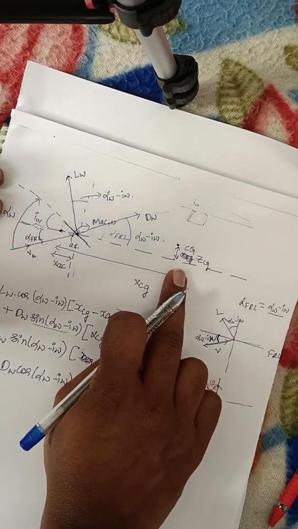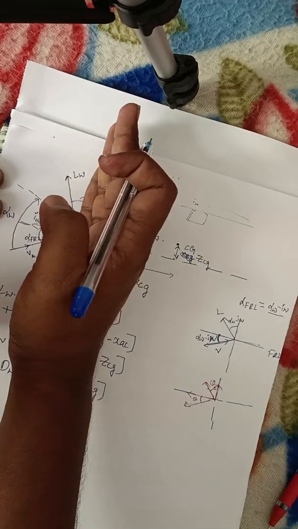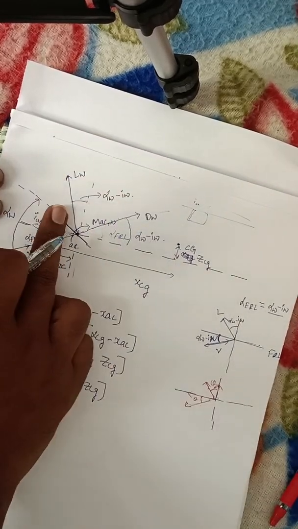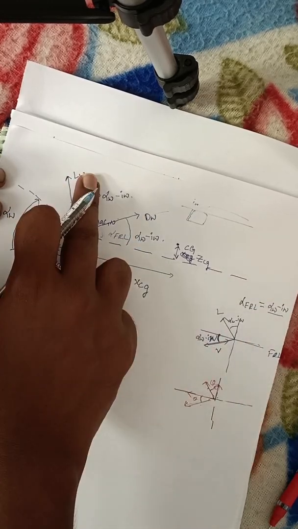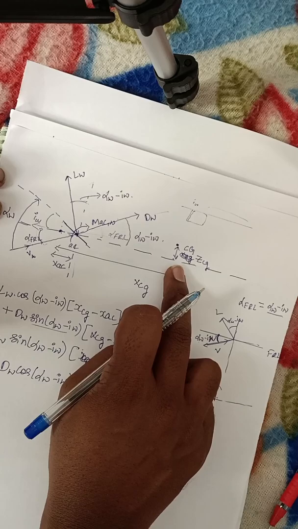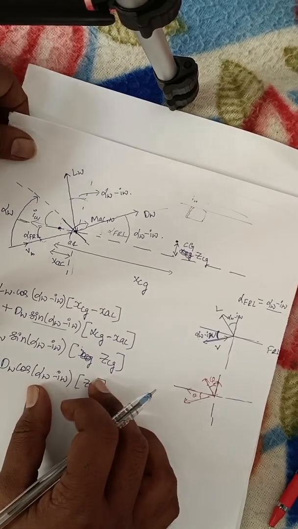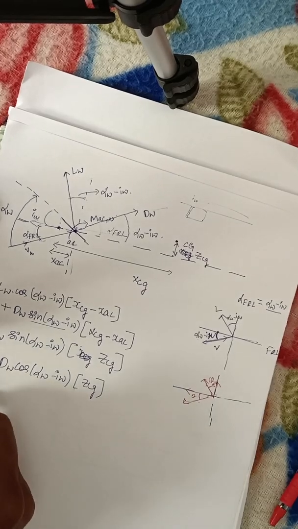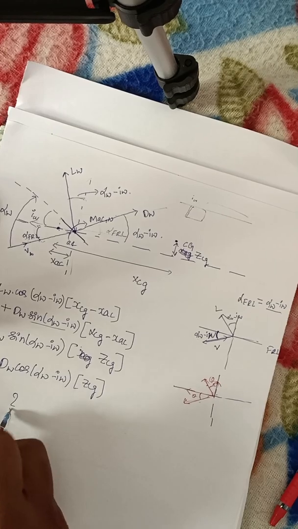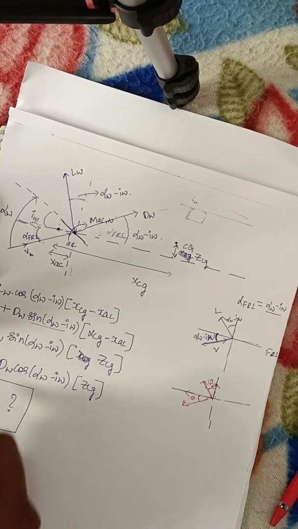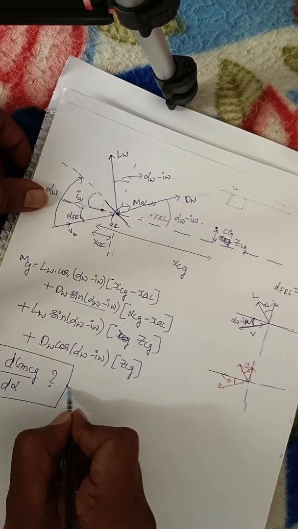I am going to take the moment about the CG point, that's it. Here two lift components will come along the vertical axis. I am going to resolve the lift and drag forces into two components, along the fuselage reference line and perpendicular to that, vertical and horizontal. Now what I need to find here is dCMCG by d alpha, whether it is positive, negative or 0. That's what I want to know. Am I right?